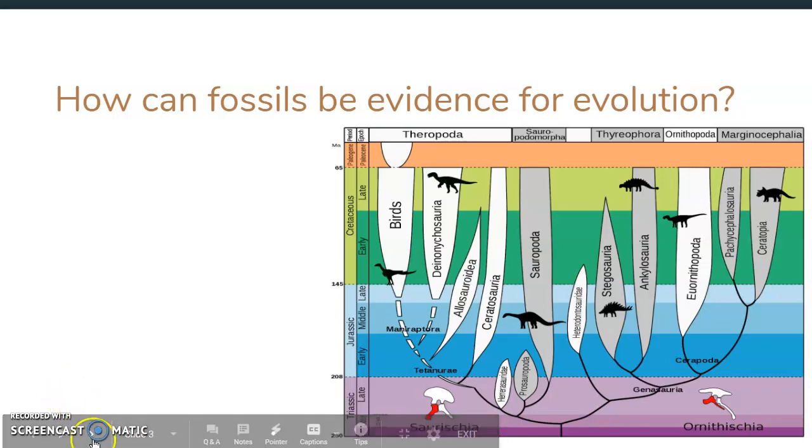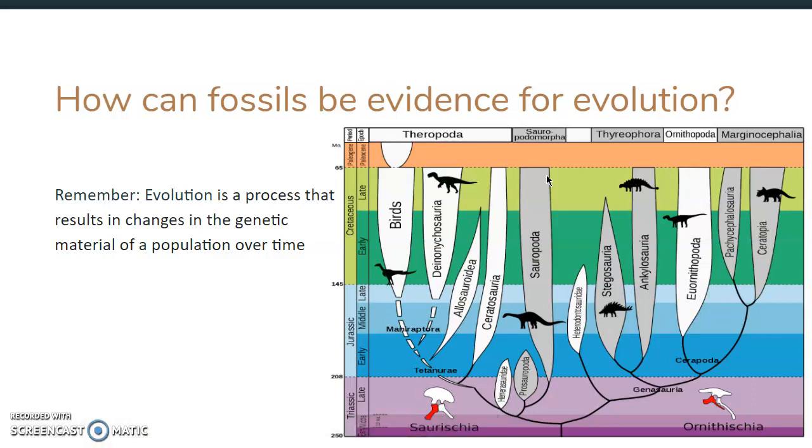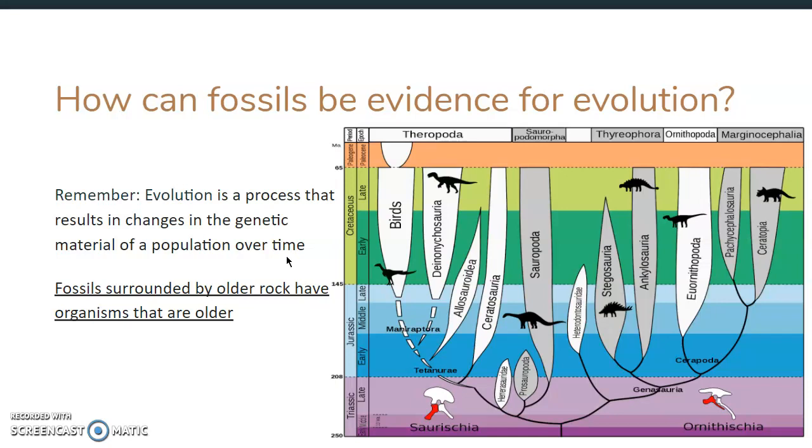But the real question is, how can we use this as evidence for evolution? So we have to remember our definition of evolution, which we talked about in, I think, our very first video. Evolution is a process that results in changes in the genetic material of a population over time. So we've broken that down before, but the important part is it's the genetic material that is changing. It's a population, not just an individual, and it's over time.